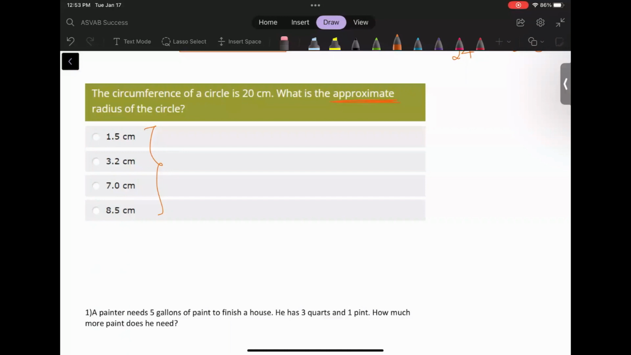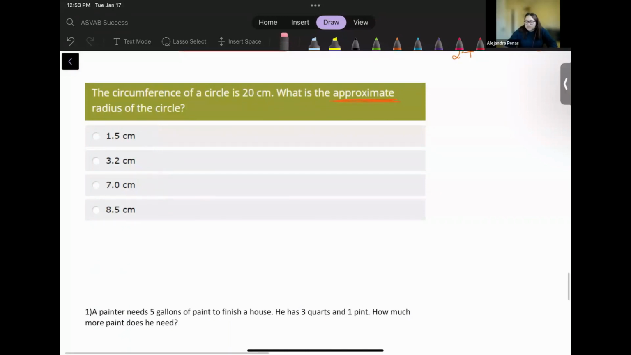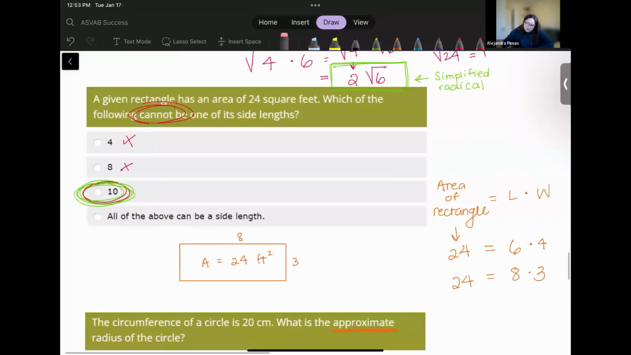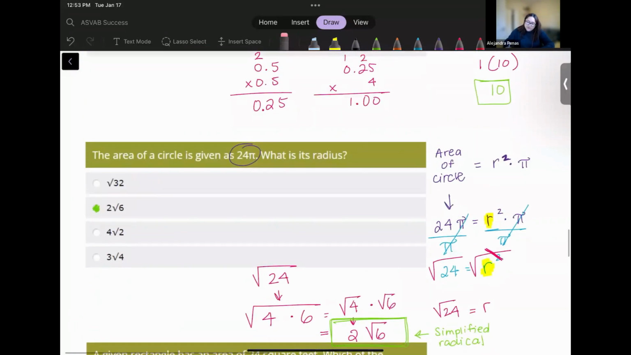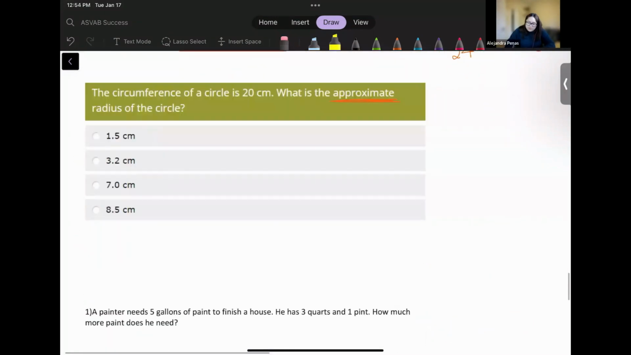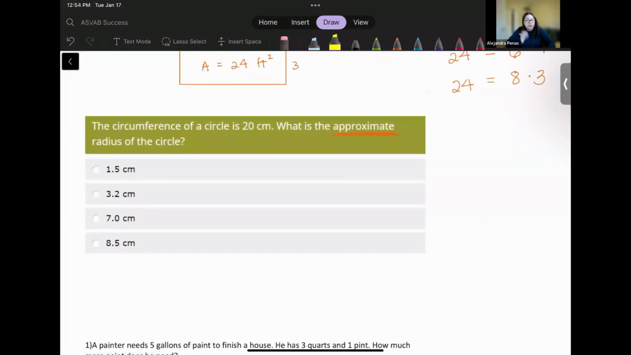What do you mean by that? I mean, usually when we're working with circles, we often see pi. In this problem, we don't see pi anywhere. So does that mean we're going to multiply by 3.14? Exactly. So whenever you see approximate and you don't see pi anywhere, you can assume that you need to convert pi and use 3.14. That is the decimal format that we use for pi.